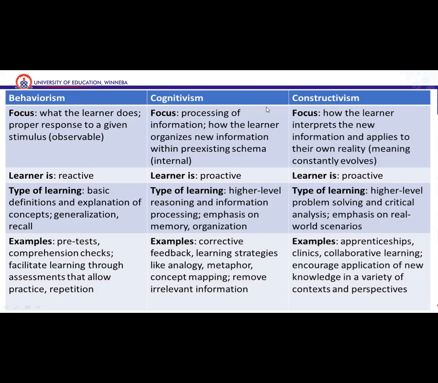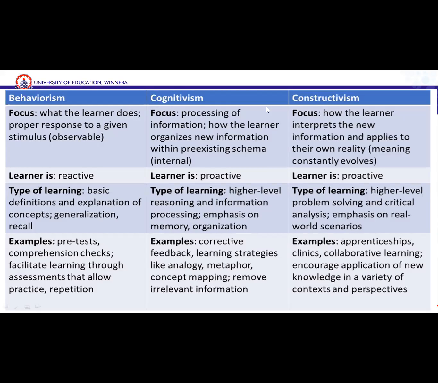If you belong to the behaviorist school, you are likely to be a reactive learner. You want to see the stimuli before you respond. But if you belong to the cognitivist and the constructivist school of thought, you are likely to be a proactive learner, because here the learner would have to construct his or her own learning in the classroom.